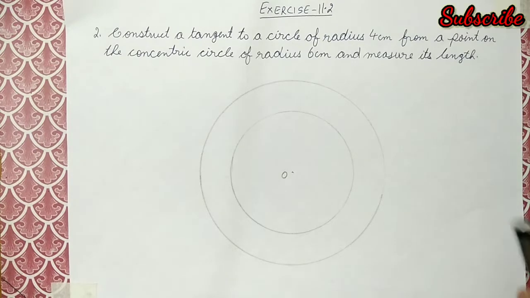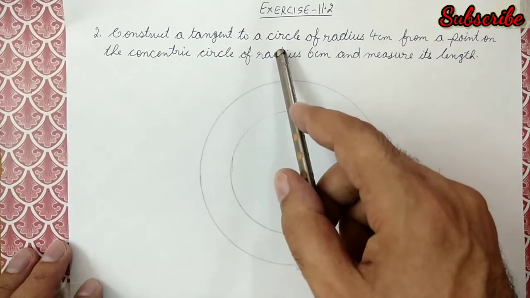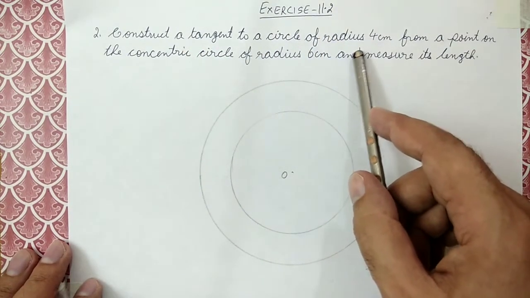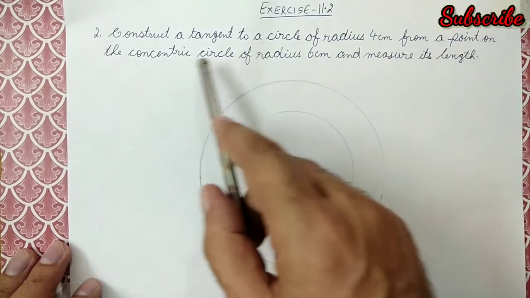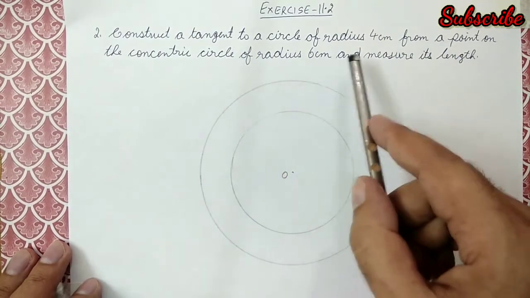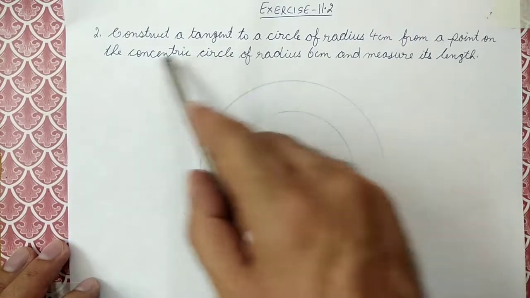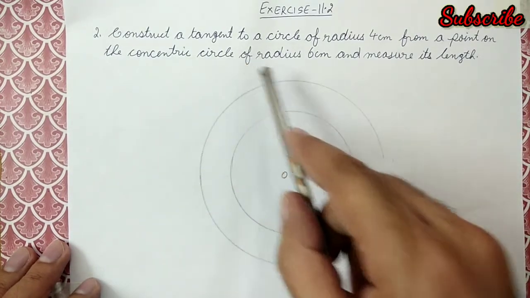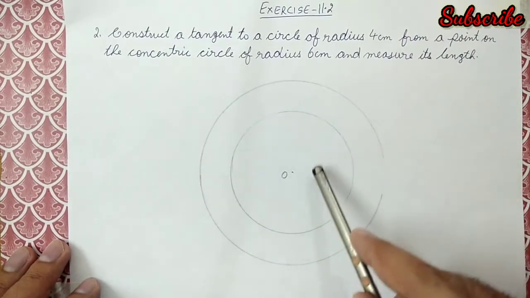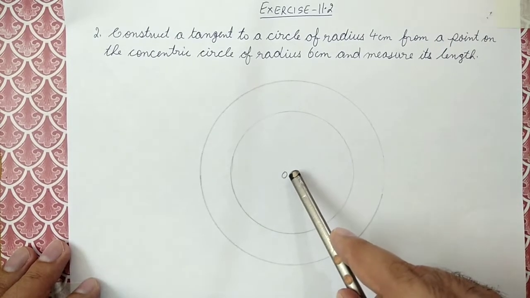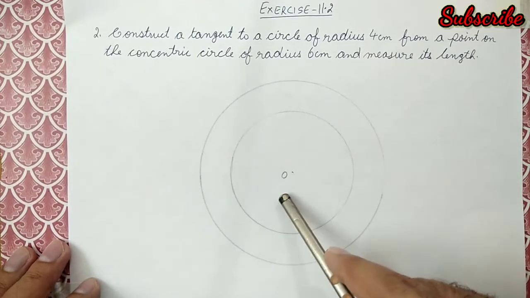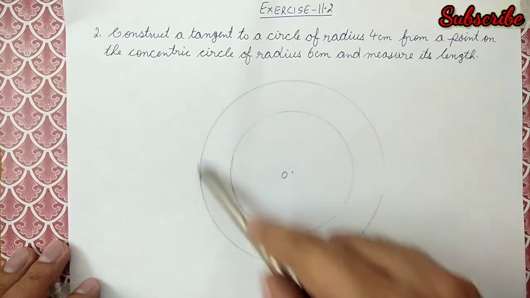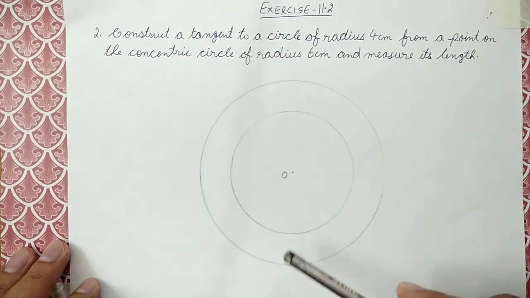In the question number 2, it is given, construct a tangent to a circle of radius 4 cm from a point on the concentric circle of radius 6 cm and measure its length. Now, what is the meaning of concentric circle? Two or more circles with the same center. If you keep the compass here, you draw one circle, keep the compass here, draw another circle, then they are called concentric circles.